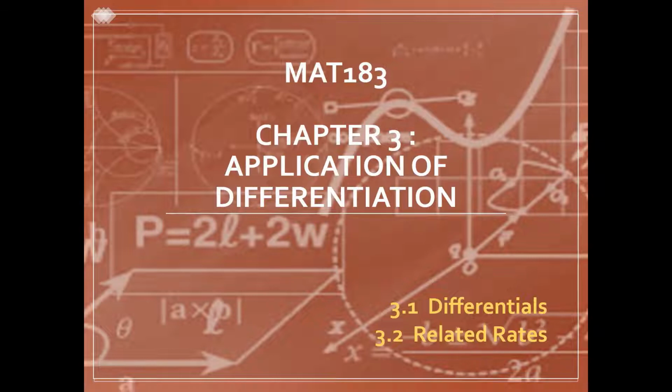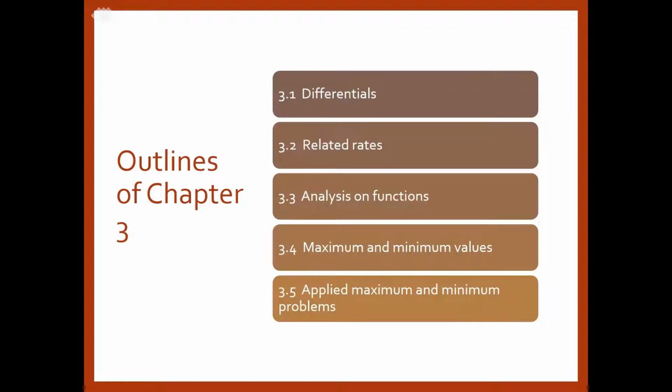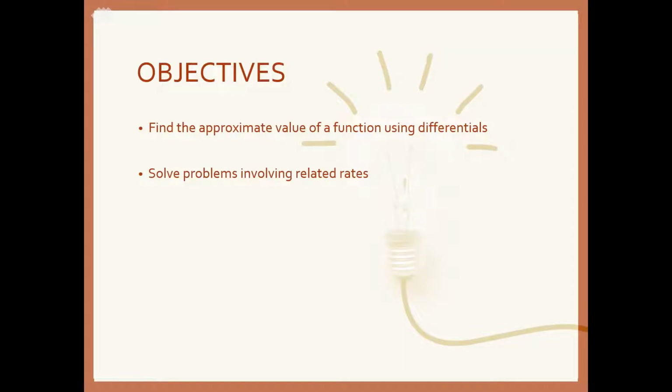Today we are going to learn chapter 3 that is on differentials and related rates. Following are the outlines of chapter 3. Under this chapter, you will learn about differentials, related rates, analysis on functions, maximum and minimum values, and apply maximum and minimum problem. These are the objectives of today's lesson. Hopefully, by the end of this session, you should be able to find the approximate value of a function using differentials and solve problems involving related rates.